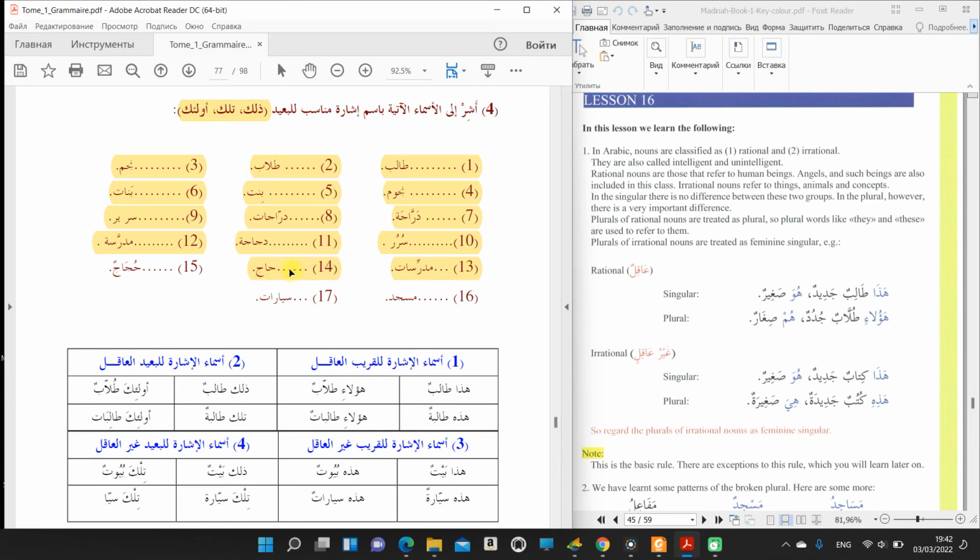حاج is a person who came for Hajj. We say ذلك حاج. But حجاج means pilgrims, the plural form. Therefore we'll say أولئك حجاج. Those are pilgrims. مسجد, mosque. ذلك مسجد, that is a mosque. And سيارات, we'll say تلك سيارات because it's irrational.